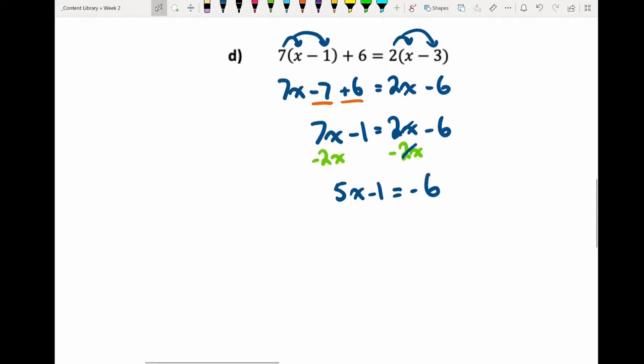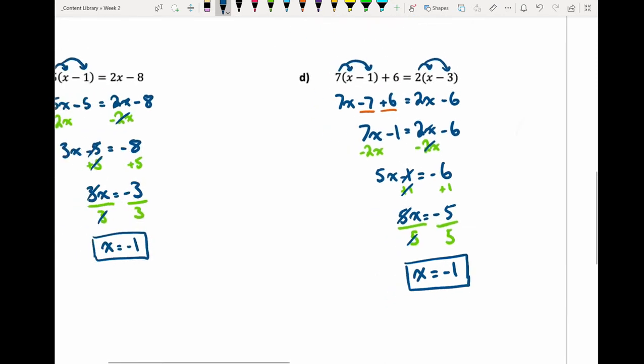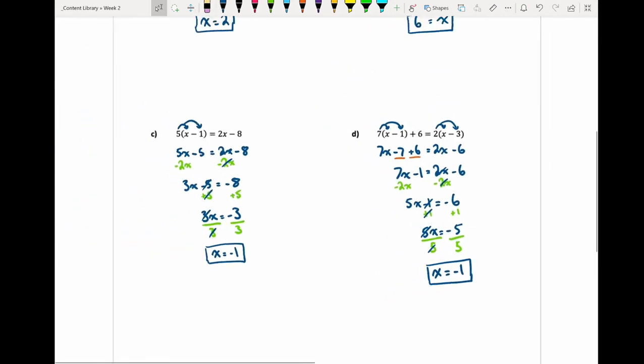I want to get rid of the negative 1 first, so I'm going to add 1 to the other side to cancel out. I'm left with 5x equals negative 5. And then lastly, I'm going to divide by 5. Divide the other side by 5. One side cancels out. I'm left with x equals negative 1. And that is my solution.